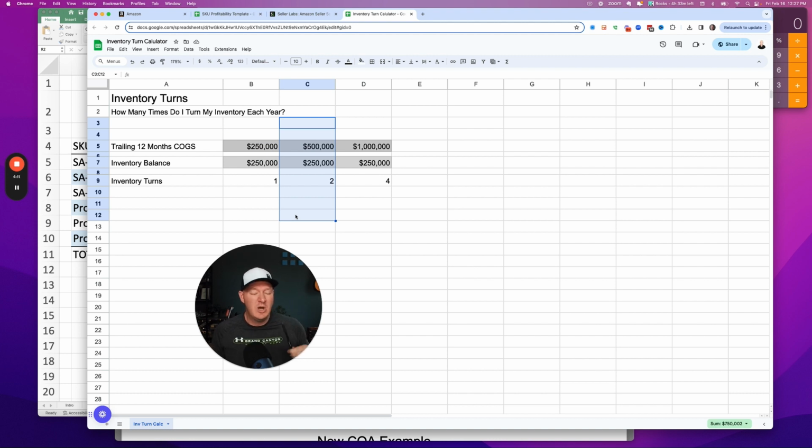That means I got to redeploy that same cash, not once, but twice. And whatever my profit was, I get to get double that profit for the year without having to reborrow money. But wait, it gets even better.